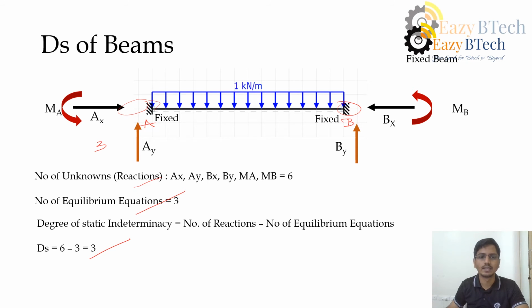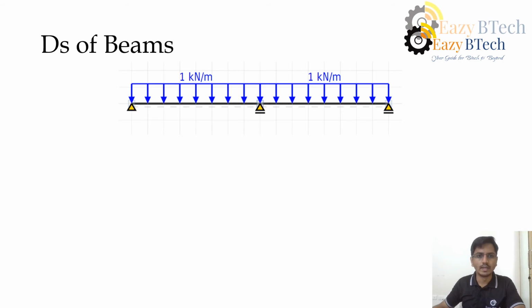Let us see another example. This is another example of beams. This is a continuous beam. If a beam has more than one support, then it is known as a continuous beam. Here at one end I have a pin support, at another end I have a roller support, and at another support on the same beam, that is also a roller. These supports can be anything, even a pin, depending on the type of condition.